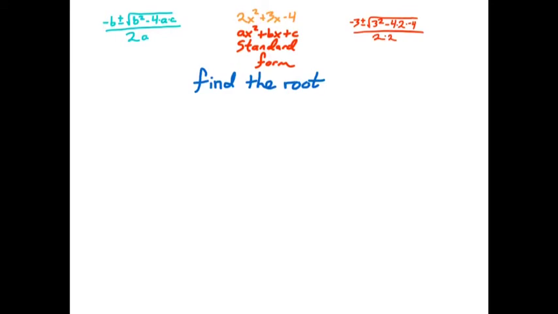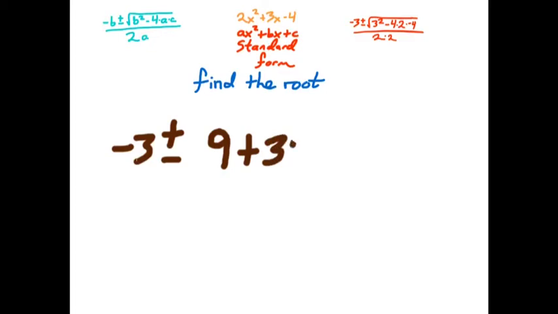So here we go. We're going to take the thing we did in red, which was over here, and now we just got to simplify all that mess. So that's the next step. We have a negative 3 plus or minus, well, 3 squared, I know that's going to be a 9, and then I'm going to say minus, and now 4 times 2 times negative 4. Well, 4 times 2 is 8, and 8 times 4 is 32. So we have a positive 32.